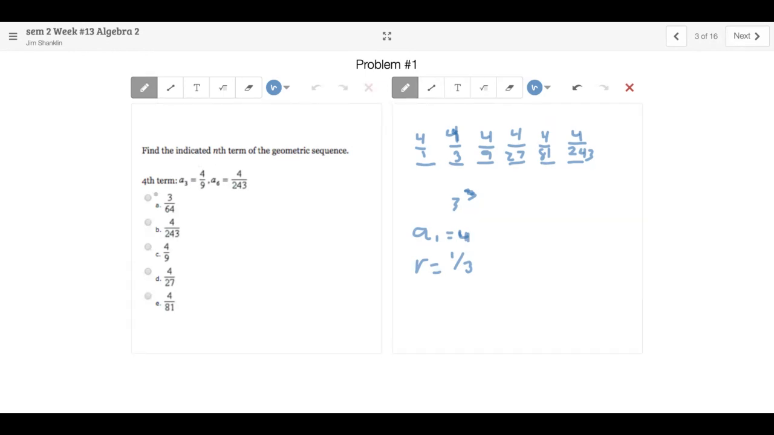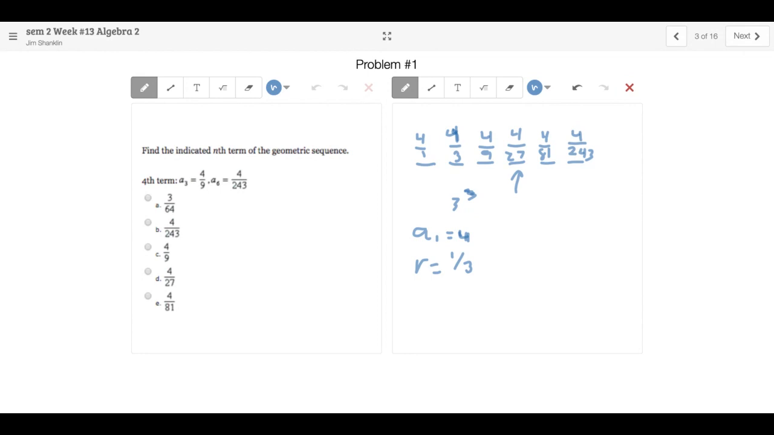Oh, but it wants me to find the fourth term. Oh, boy, I didn't have much to do on that one. Okay. So the fourth term should be 4/27. Now that problem I shouldn't have put on there. It's a thinking problem. Okay. Yeah, I'm done. Got 4/27. I thought I had to write the equation too.